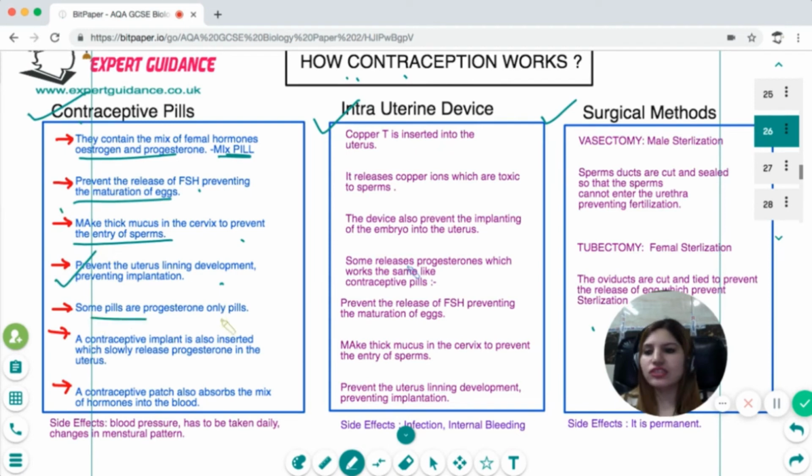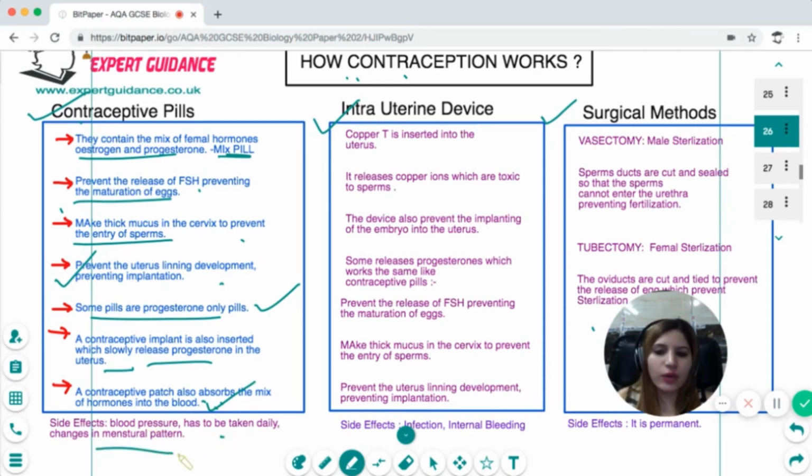Some pills just contain progesterone, and at times the contraceptive implant is also inserted. So there you don't have to take the pills regularly, and this implant slowly releases progesterone and maintains the uterus lining. Or the contraceptive patch is also used, which absorbs and mixes the hormones into the blood. They have side effects like blood pressure, they have to be taken daily, and they cause changes in the menstrual pattern.